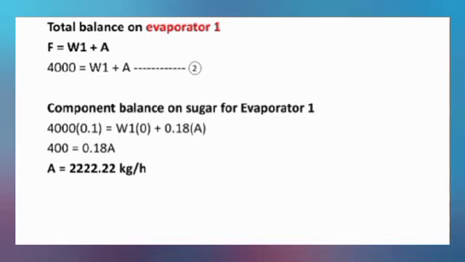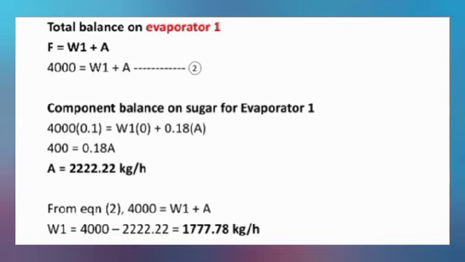And then we will fix this into equation 2 to solve for W1. So at the end, we are going to get W1 to be equal to 1777.78 kilogram per hour as our flow rate.